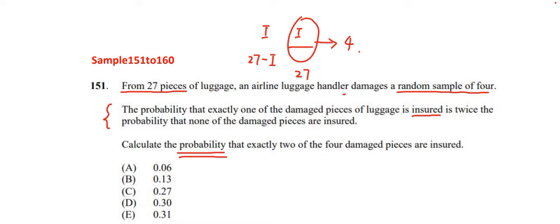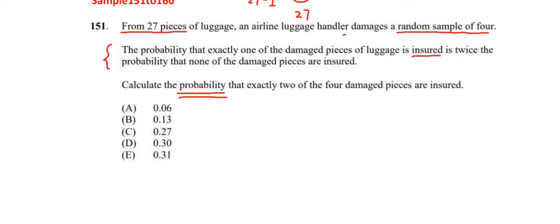Let's check the condition: the probability that exactly one of the damaged pieces is insured is twice the probability that none of the damaged pieces are insured. So what is the condition? There's a condition just like that.